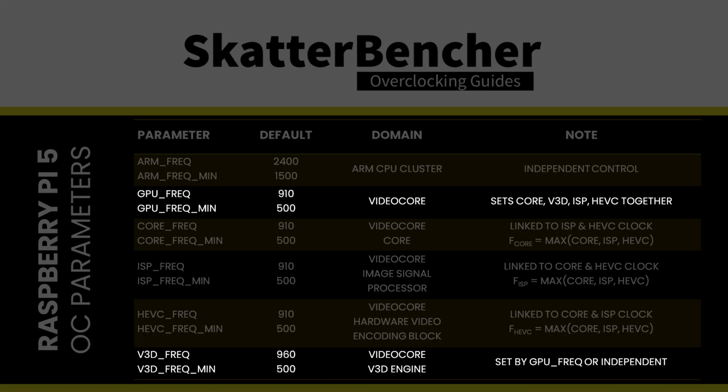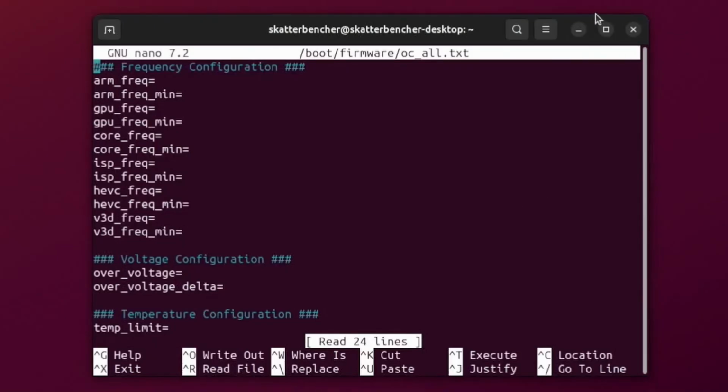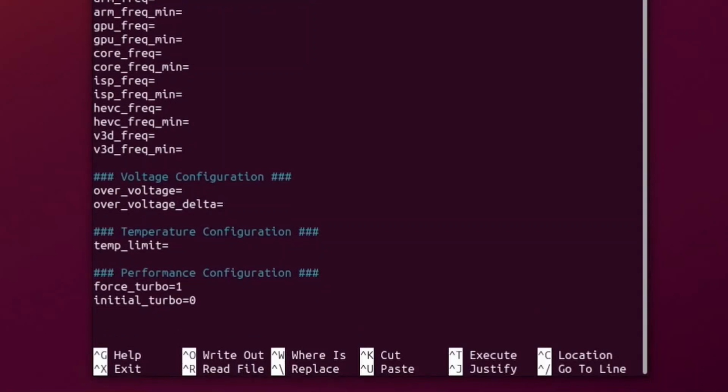However, if you don't set GPU frequency or set the V3D frequency directly, it will operate at its own independent frequency. Configuring the frequency parameter sets the frequency upper bound of the voltage frequency curve. Likewise, frequency min sets the lower bound of the VF curve. You can force the frequency to the upper bound value by using the force turbo equals 1 parameter. Furthermore, you can also enforce the maximum turbo frequency from boot by setting the initial turbo equals 1 parameter.